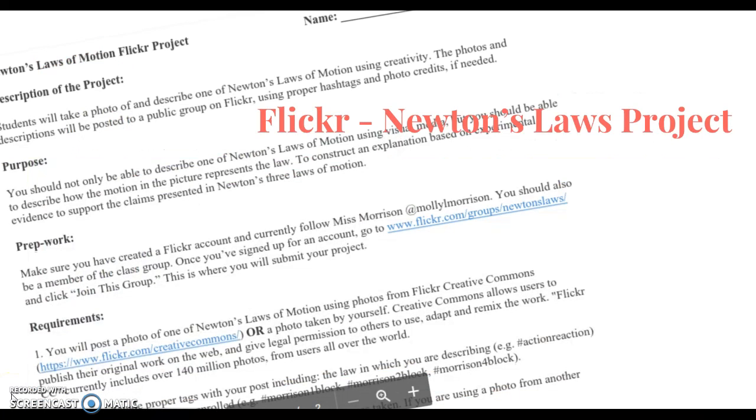Next, students will take a photo of and describe one of Newton's laws of motion using everyday activities. They will upload this photo to Flickr to a group site where they will then communicate with their peers in the classroom.